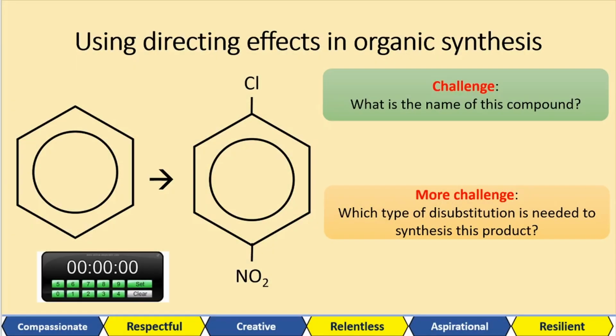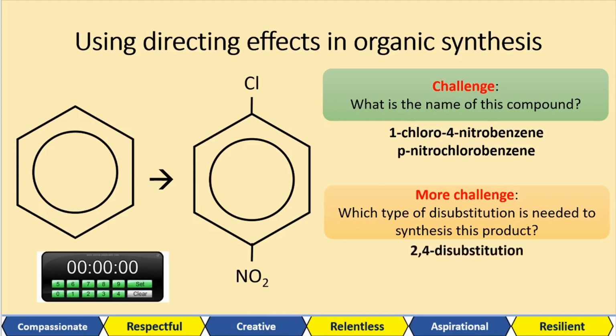This one might have been a little bit tricky. You don't usually get a compound like this. But first of all, we have to have it in alphabetical order. That's why the chloro comes first. So we have 1-chloro-4-nitrobenzene, or we could simply put p-nitrochlorobenzene. And which substitution is needed for this? Because it's not in the 3rd position, we're going to need 2,4 disubstitution.